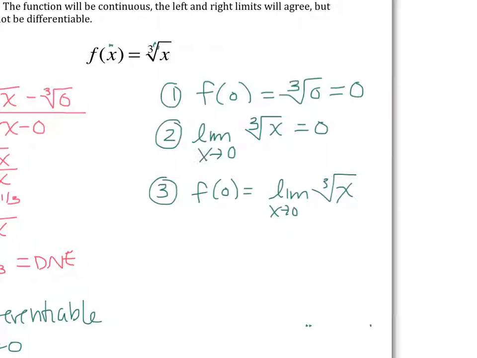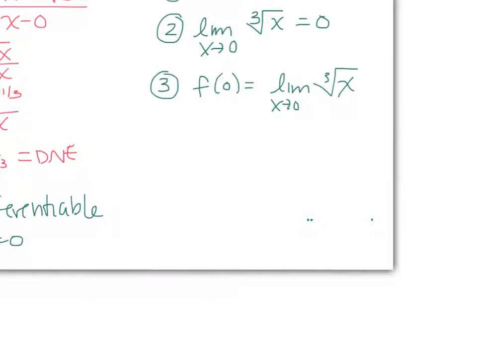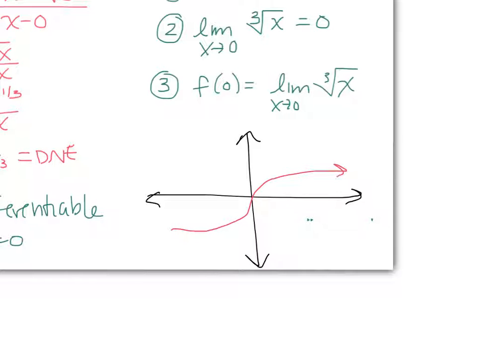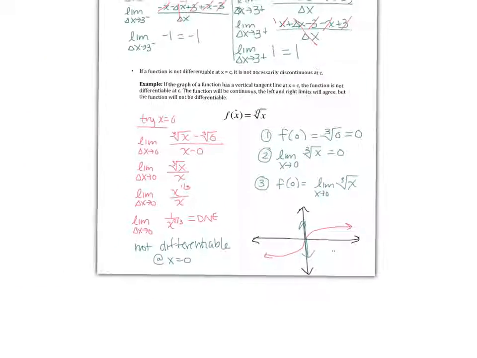And the reason for that, graphically, is that the cube root of x looks like this. The tangent when x is 0 is actually a vertical line, and we know that the derivative is just the slope of our tangent line. Well, for a vertical line, the slope isn't defined, so therefore the derivative is not defined there, and so it is not differentiable at that point.